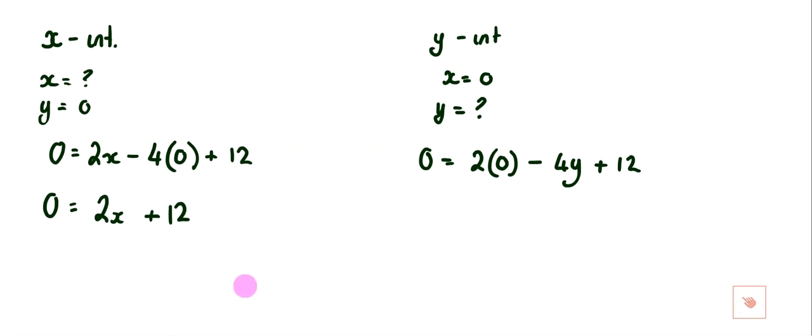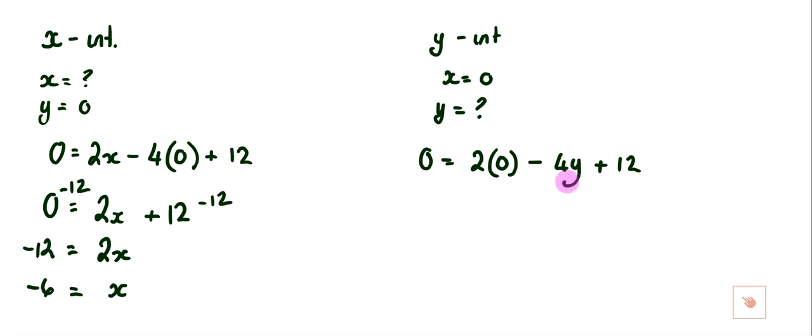What do we do at this stage, Connor? Subtract 12. Yeah, thanks. And we get minus 12 equals 2x, which means 1x will equal negative 6.